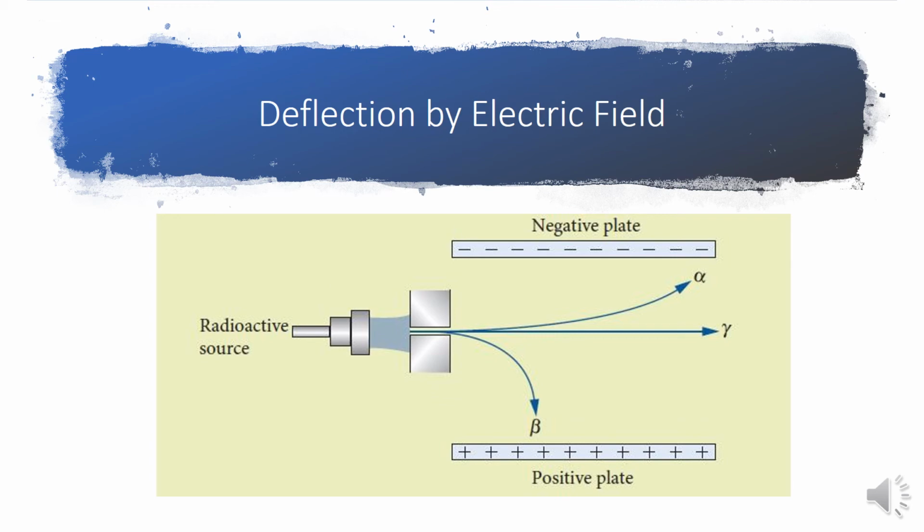But why do these two particles behave differently, where alpha is not easily deflected, while beta radiation is easily deflected? This is because of the mass, where alpha is heavier than the beta particle. And the last one is gamma ray, which is neutral, so it does not deflect and moves straight forward.